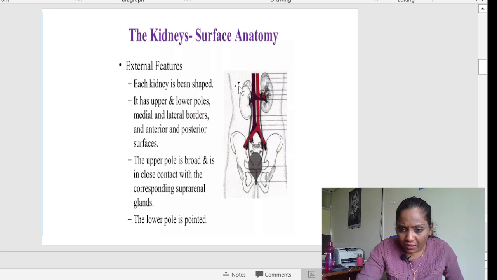The upper pole is broad and in close contact with the corresponding suprarenal gland. You can see in the image that the upper portion, or superior pole, of the kidney is attached to the suprarenal gland, which we also call the adrenal gland, and the lower pole is pointed. So that is about the surfaces of the kidney.